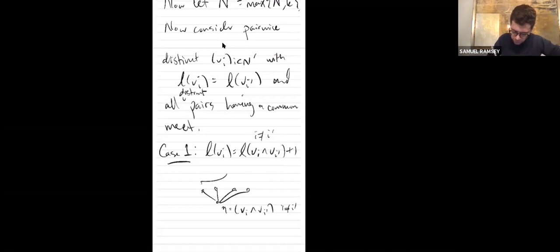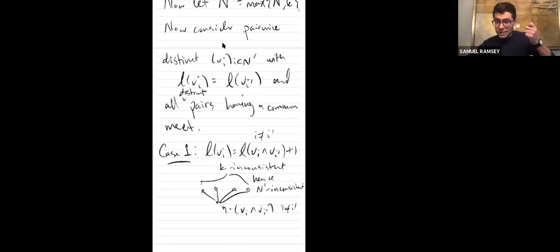So then these things are k inconsistent. Hence, n prime inconsistent, just by definition of the tree property. So if they are descendants of a common node, then the definition of KTP just tells me already that they're k inconsistent. So any k of them is inconsistent, and therefore any k of any n prime of them is inconsistent, because n prime is the max of n and k. Does that make sense?